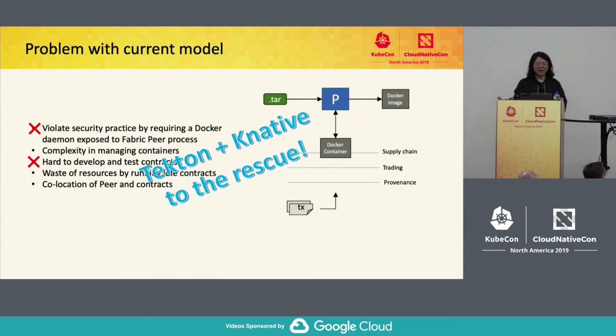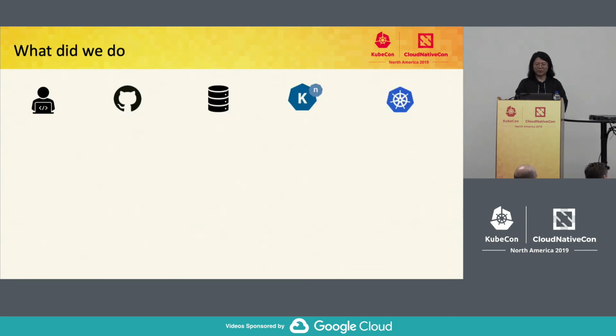After we add Knative, we can delegate the container management and orchestration to Knative and Kubernetes. Peer doesn't need to manage containers at all, so Peer doesn't depend on the Docker daemon. And a Knative service can scale down to 0, which saves resources. And the peer and the contract are not required to be located on the same host. They are completely decoupled.